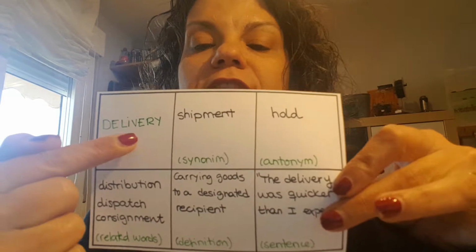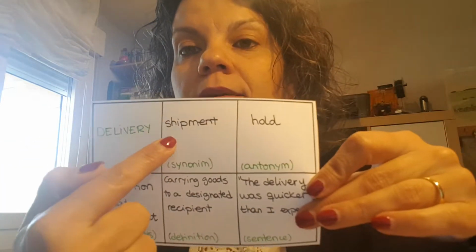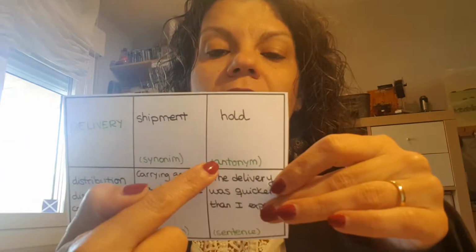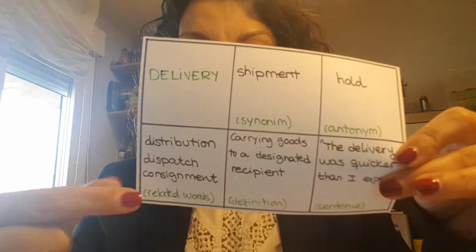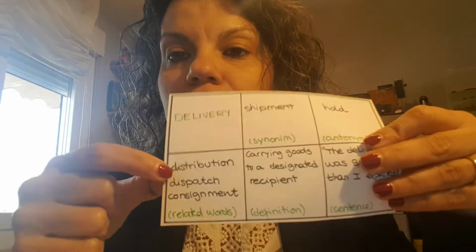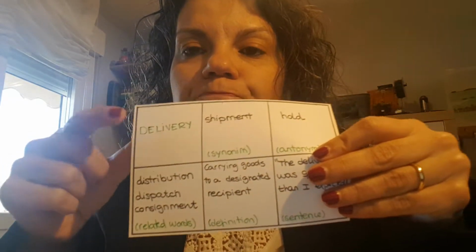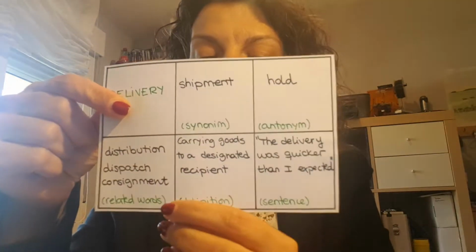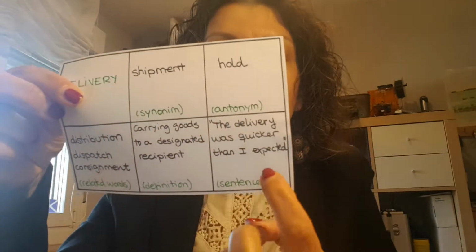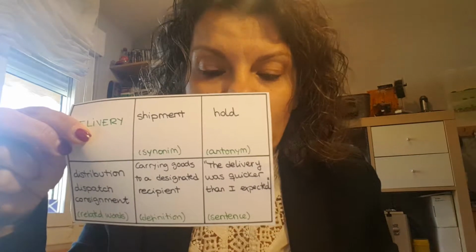You say, for example, delivery. A synonym could be shipment. The antonym could be hold. Here you have a few definitions. Related words, the definition here, and the word written in context.